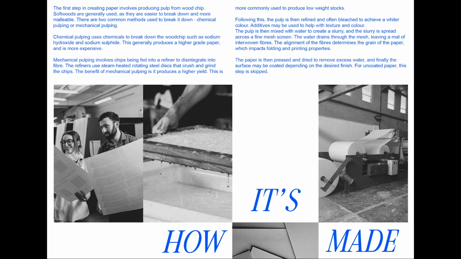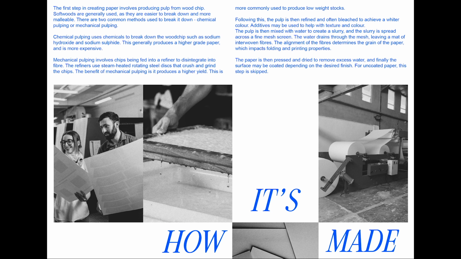Paper stock is made by producing pulp from wood chips. This can be done in a few different ways. Chemical pulping uses chemicals to break down the wood chip, which generally produces a higher grade paper. And mechanical pulping involves chips being fed into a refiner to disintegrate into fibre. The refiners use steam-heated rollers that crush and grind the chips.